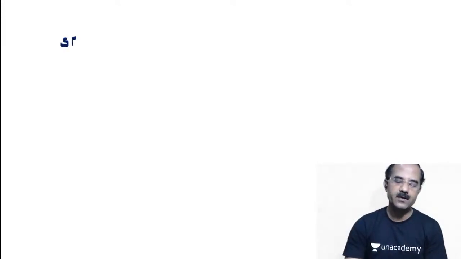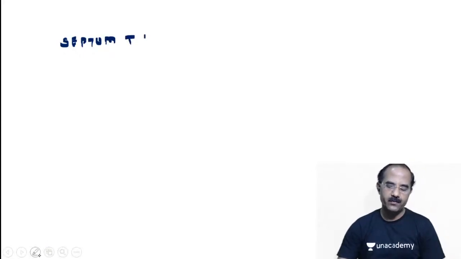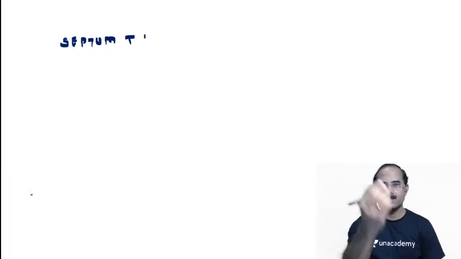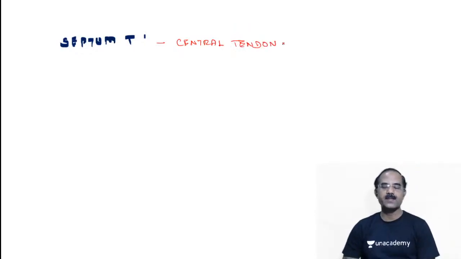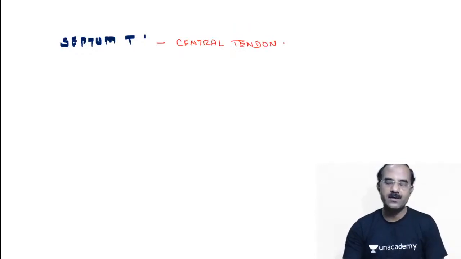So what does it form? That also I'll tell you, starting with this septum transversum. So what does it form? Yes, answer this. We've just discussed this today only. Septum transversum forms what? The central tendon of the diaphragm. Now you know what a central tendon is and who passes through the central tendon: the IVC.